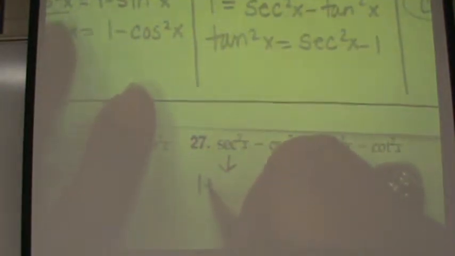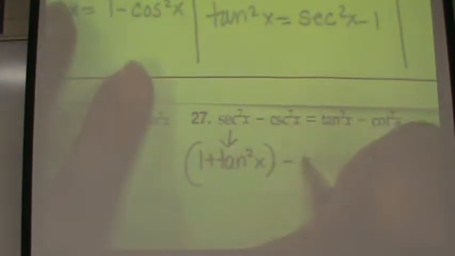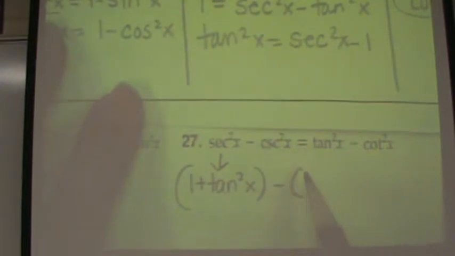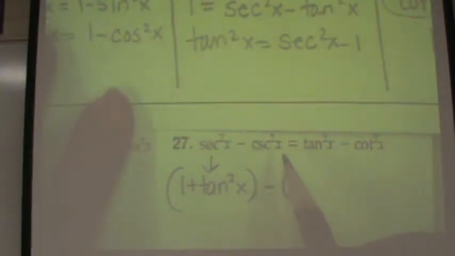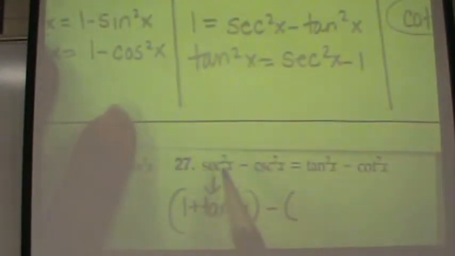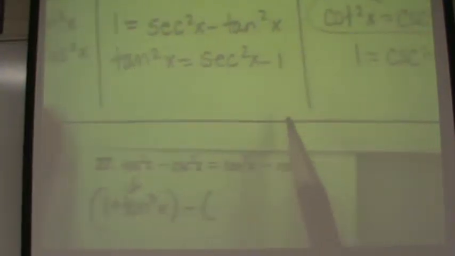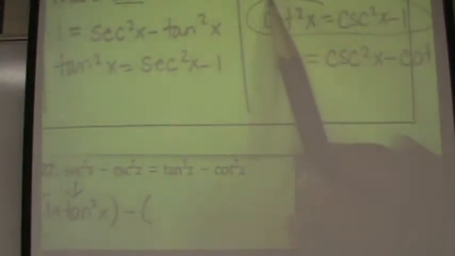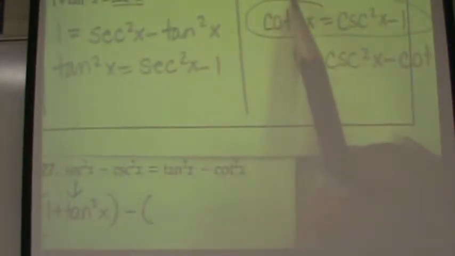What's another name for secant? What is it? This is 1 plus tangent, right? Minus... what's another name for... I thought it was 1 minus tangent. Secant squared is 1 plus tangent squared. This is equal to 1 plus tangent squared. And then cosecant squared is equal to what? Cotangent squared plus 1.